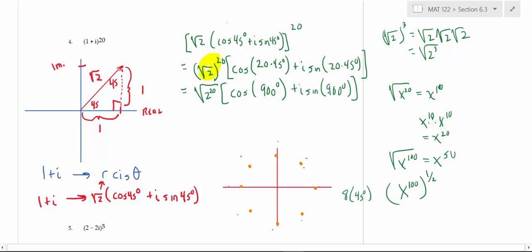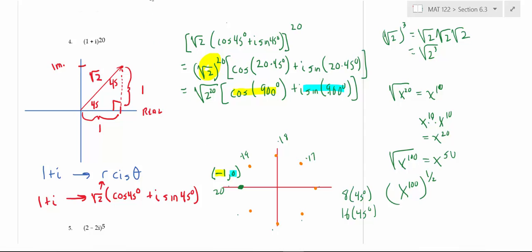Then we can keep going. 9, 10, 11, 12, 13, 14, 15, 16 groups of 45. Then we go 17, 18, 19, 20. So we're here. That's all that matters is we're here. So on the unit circle, we get -1, 0. Okay, like that. So that's going to mean that the cosine is going to be -1, and the sine of 900, or this point on the unit circle, is going to be 0.